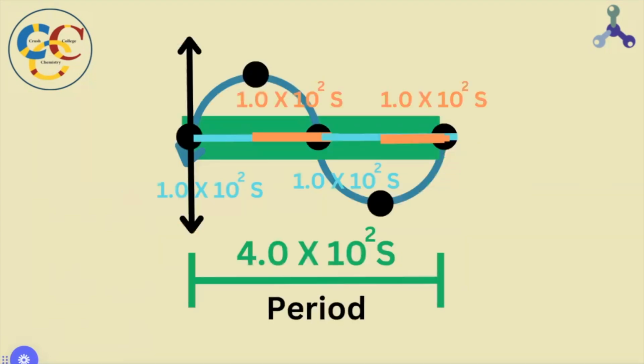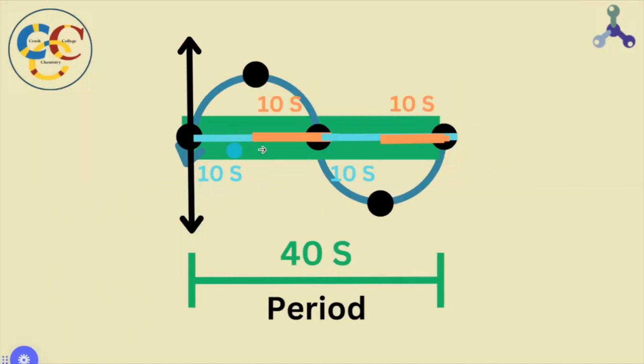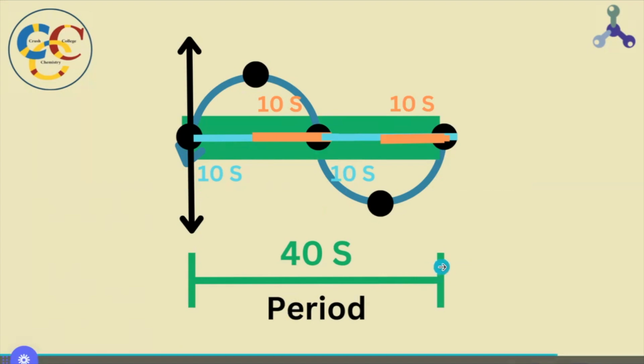So here we see that the amount of time between each of these money points is 1.0 times 10 to the 2 seconds, and a period is the sum of all 4 of these. In other words, 10 seconds, 10 seconds, 10 seconds, 10 seconds. Altogether, a period is 40 seconds.